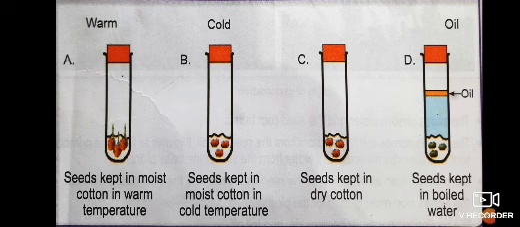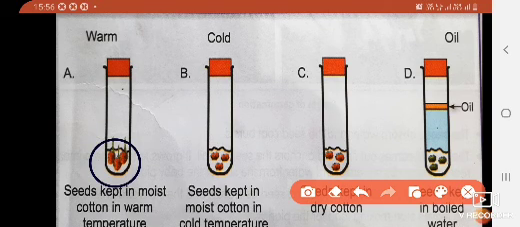Now we will compare some examples, where some conditions are missing and some are present. In case A, we can see the seed kept in moist cotton at warm temperature. So what conditions are present here? Warmth, moisture and also air. Yes, all three conditions are present, so it will definitely germinate. Over here you can see the seed is germinating.